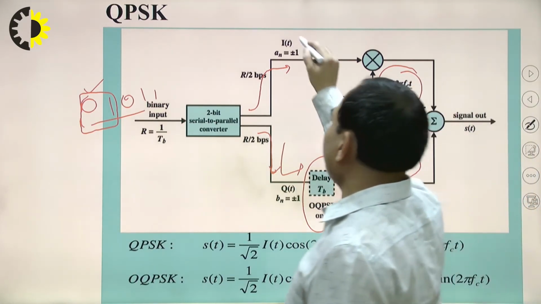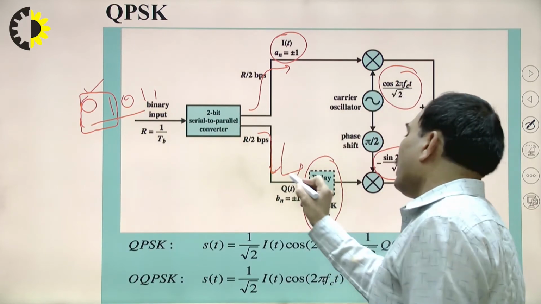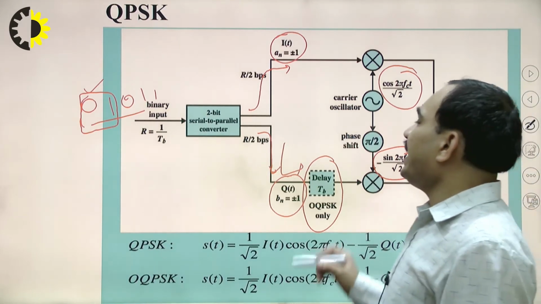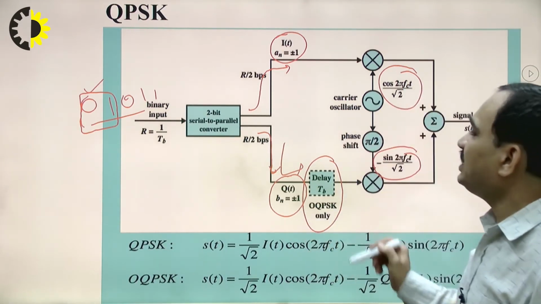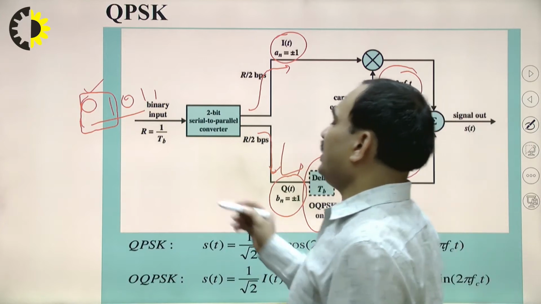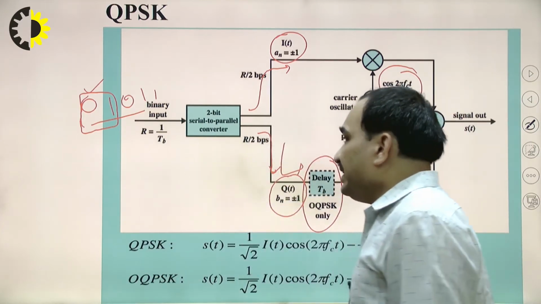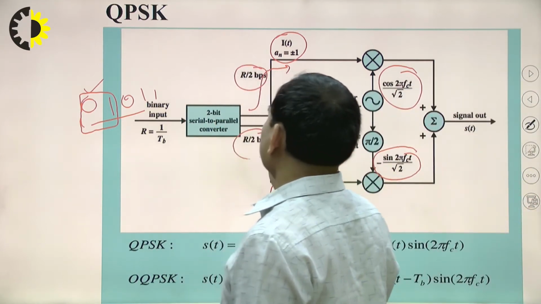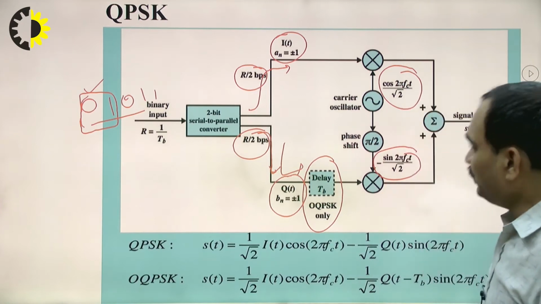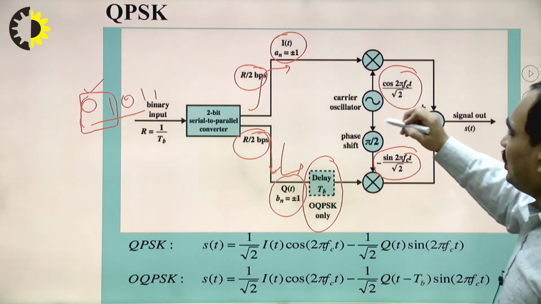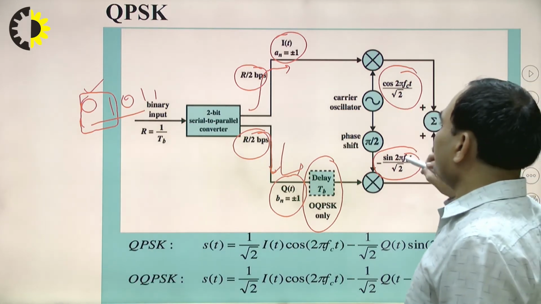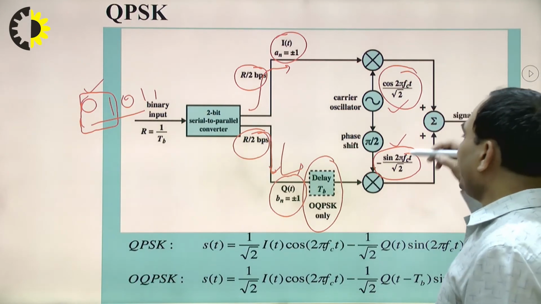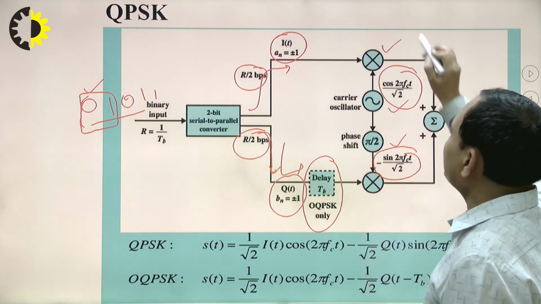We have the in-phase signal, I(t), and the quadrature phase signal, represented by Q(t), and the bits a_n = ±1 and b_n = ±1, which are the data we get from the 2-bit serial to parallel converter. So the bit rate is halved, here you can see R/2 and R/2. This is the carrier oscillator which generates the carrier frequency, the in-phase and the quadrature phase signals, that is cos and the sine function, and then it is multiplied.